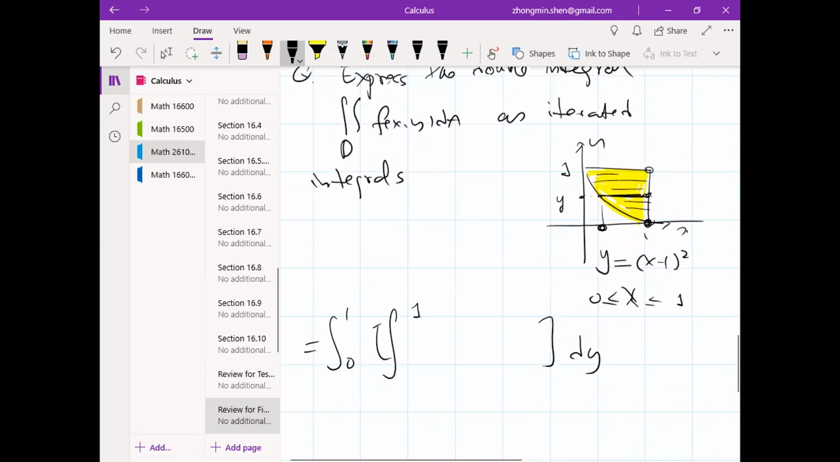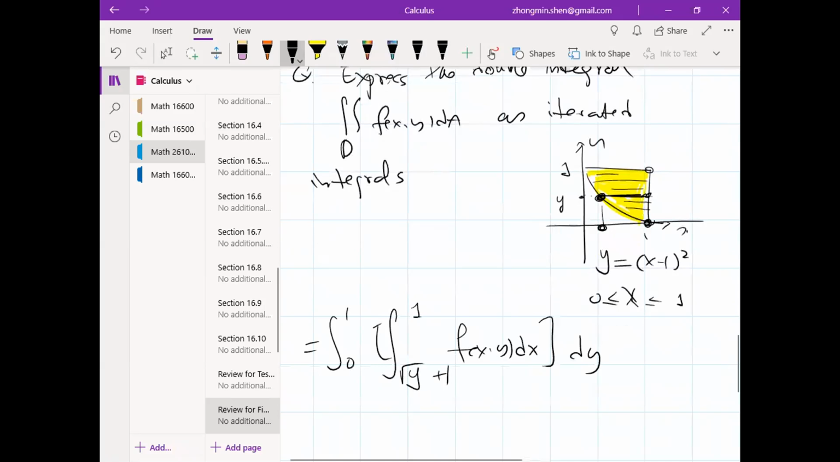The lower bound, you have to solve for x in terms of y. So y equals (x minus 1) squared; this is the point, the first coordinate of that point. So x minus 1 is going to be square root of y, but you have to move 1. So this is the lower bound for x.